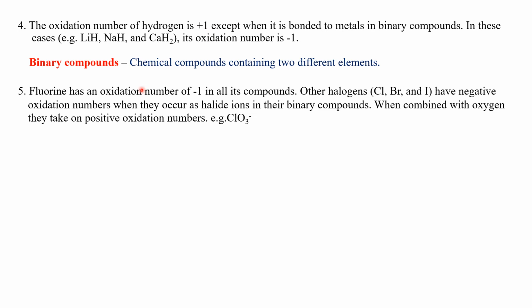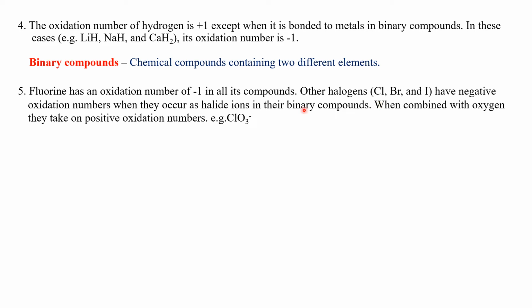Next is about the halogens. Halogens are group 7A. Fluorine, as we discussed in previous slides, is -1 even in compounds. Other halogens, chlorine, bromine, iodine, have a -1 charge when they are in binary compounds. For example, HCl, HBr, HI. Then their oxidation number is -1.